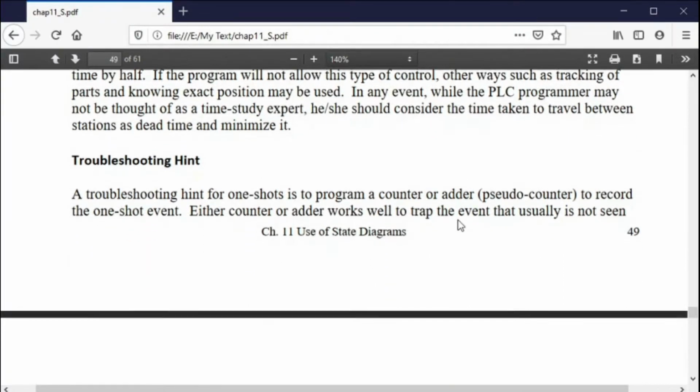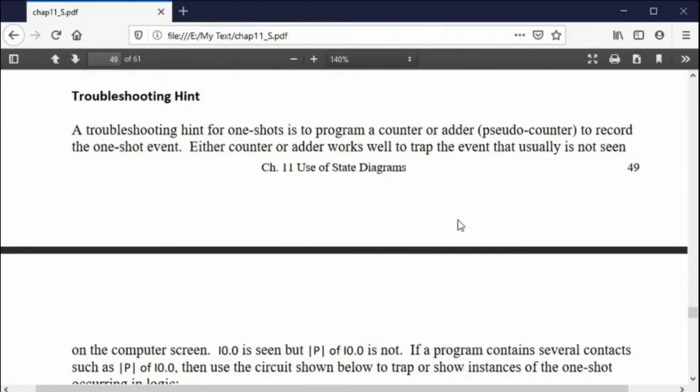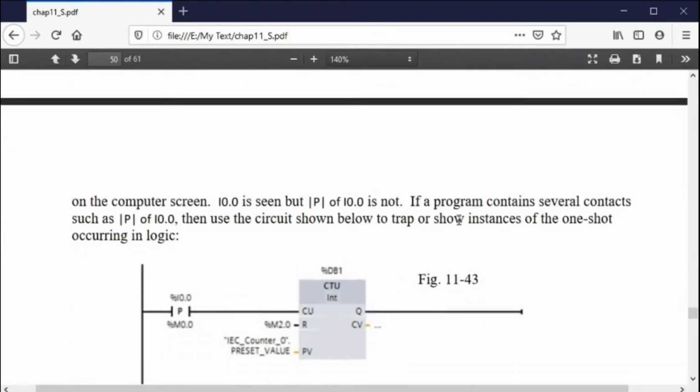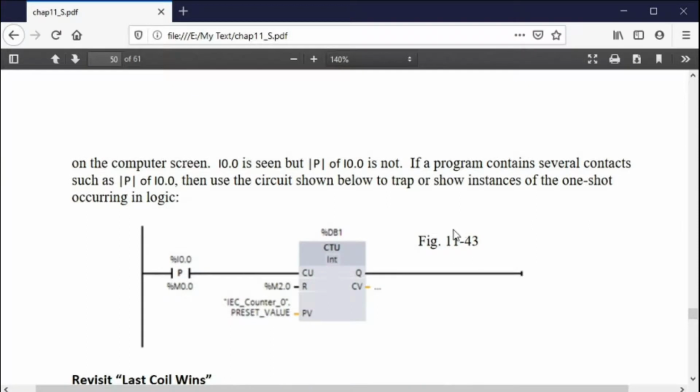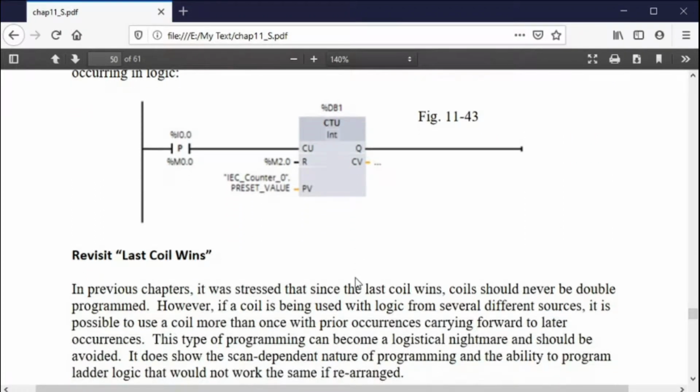Okay, we've talked about timing of states. Troubleshooting. How do you know when something happened or not? Well, one of the best things you can put in is a counter. Even though some things you would see maybe as one-shots, you don't know if they happened or not, so use a counter. Counter is your best friend.